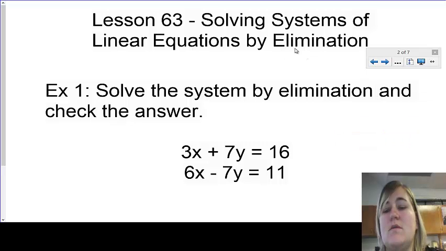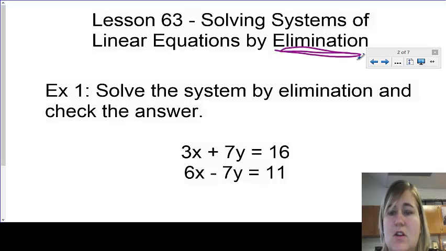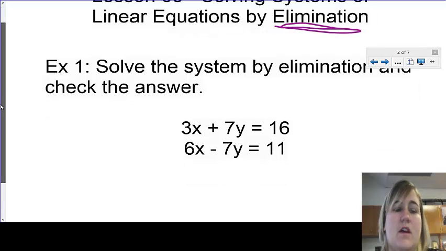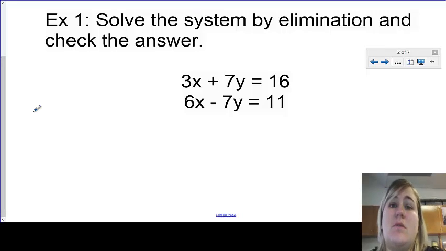We have solved systems by graphing. We have solved systems by substitution, and now we're going to practice solving by elimination. So, to be able to eliminate a variable, what we have to have is a coefficient with an opposite sign, but that's the same. So they have to be opposites. So here, my x's, I have a coefficient of 3 and a coefficient of 6. Those are both positive, and they're not the same coefficient. So that won't work. Here, I have a positive 7 and a negative 7 for y.